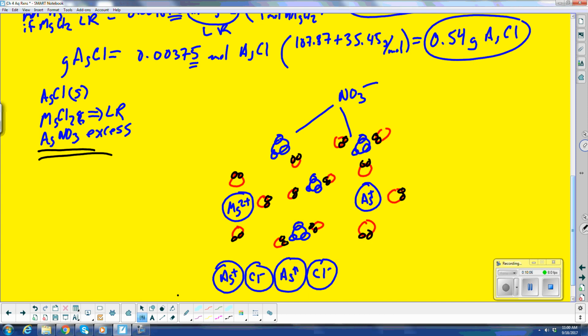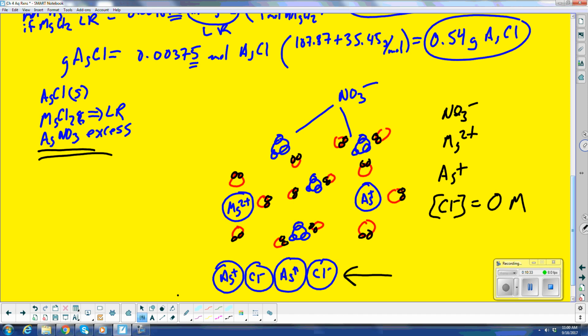So when I look at my picture, what do I notice? Well, what's in solution? It looks like I have nitrate in solution. What else is in solution? I see a magnesium in solution, and I see a silver in solution. What do I not see in solution? My chlorides. They are not in solution. So what's the concentration of chloride? Essentially 0. Okay, so I have the easy thing done there.